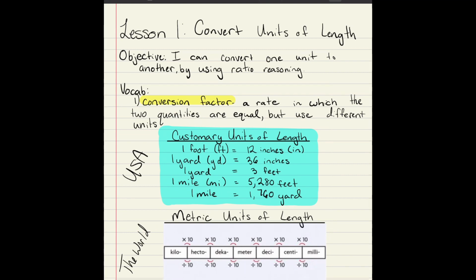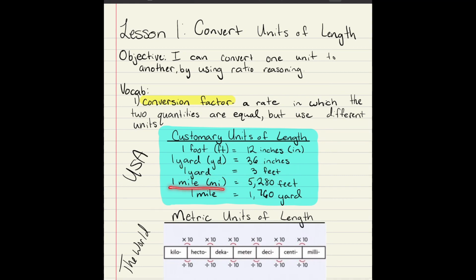And when we look at it, the definition says two quantities are equal but use different units. And that's an example here because 1 foot is equal to 12 inches, because if you have a ruler, it has 12 inches in it and that's 1 foot. And 1 yard is equal to 36 inches. So if I have 3 rulers and I lay them down, that's 1 yard. And that's because it's 36 inches.